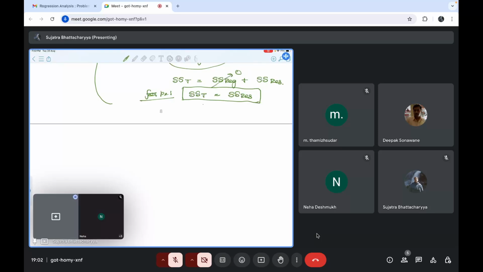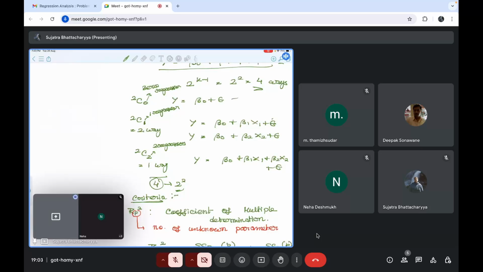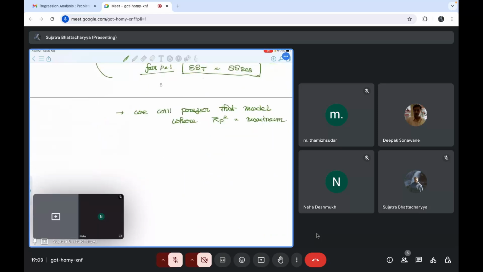This is number one. So what is the preference condition? In RP square, we will prefer that model where RP square is actually maximum. Out of all these possibilities, you calculate RP square and check which RP square is maximum. That model is the best model according to this RP square criterion. Okay.